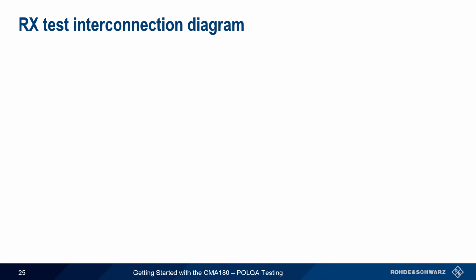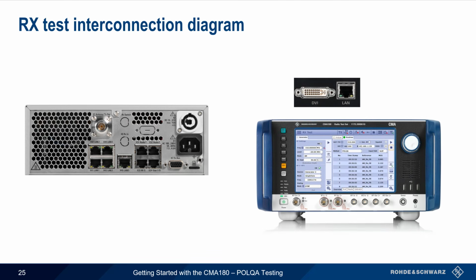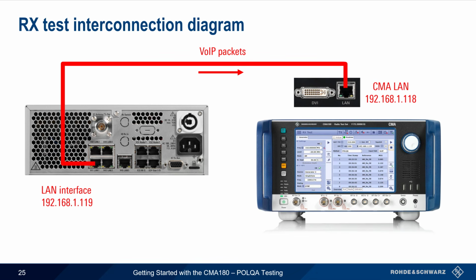Note, however, that there's one change in the physical interconnection between the CMA180 and the S5200. Although the LAN connection remains the same, the RX test scenario requires that the output of the CMA be connected to the BNC RX in connector on the rear of the S5200. It's important to note that the S5200 uses separate connectors for RF in and RF out.